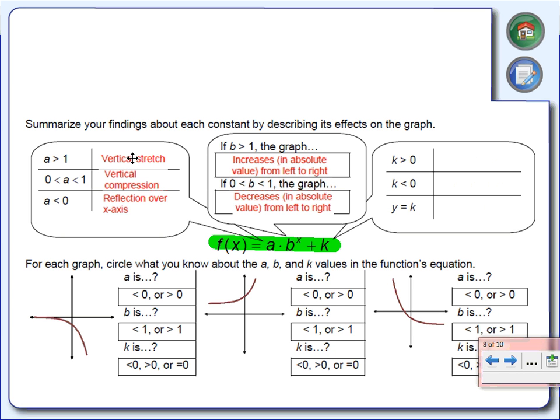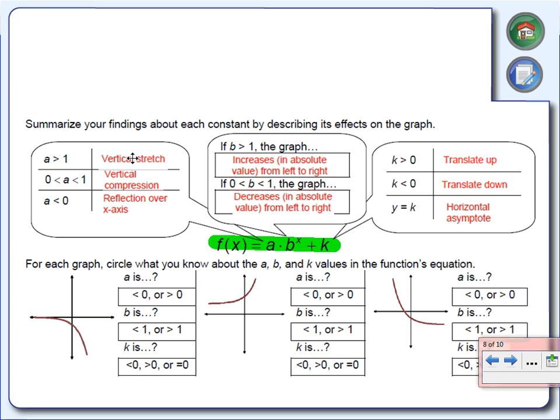And then the last thing, the K, we already said what K does, right? What is K going to do to the graph? Move it up or down. So if the number is greater than 0, what is it going to do? Move it up or down? Up. If it's less than 0, then it's going to move it down. And if y is equal to k, that's going to represent our horizontal axis. All right, so we've just summarized what A does, what B does, and what K does to our exponential function.